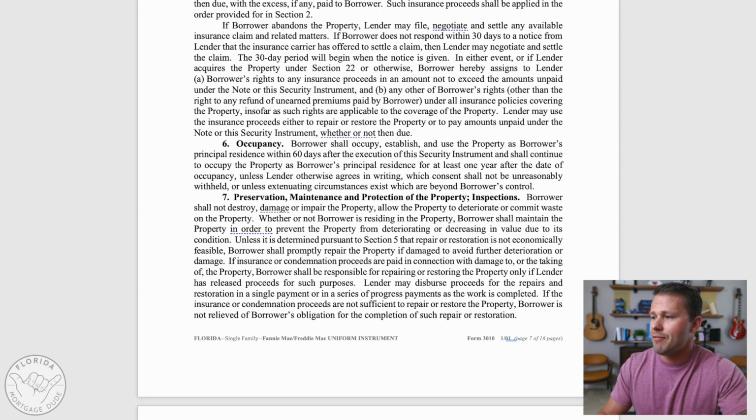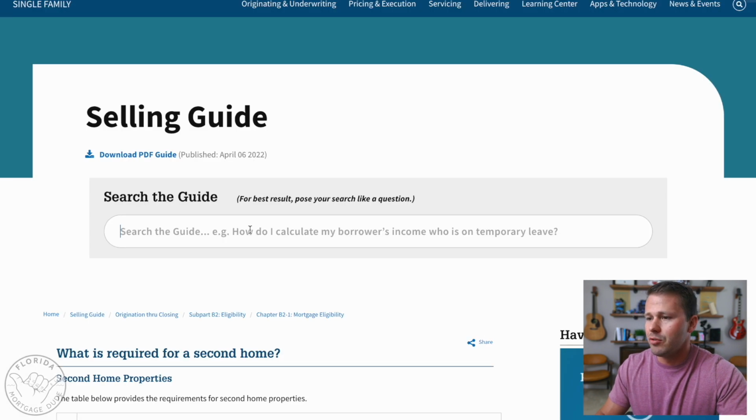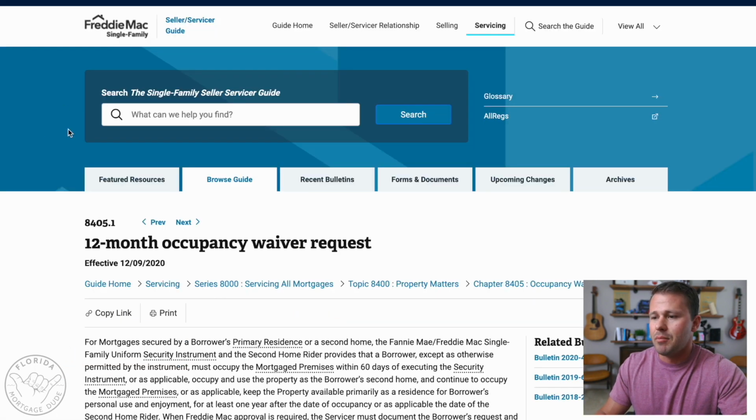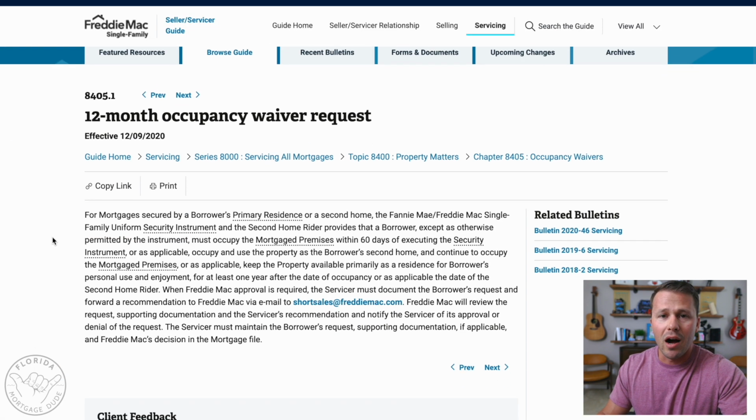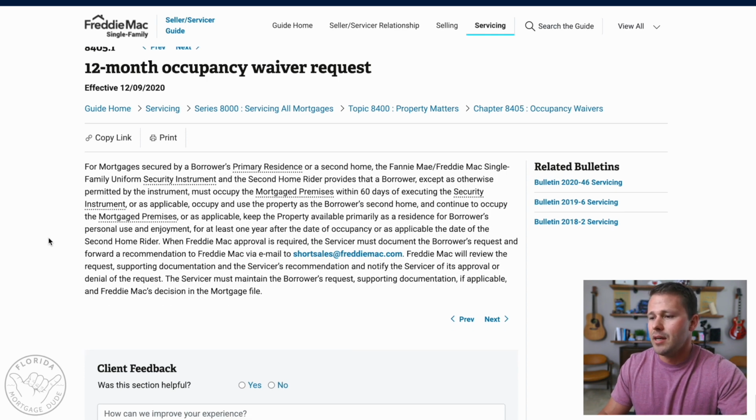So I actually have that pulled up here as well. We're gonna switch over to our Fannie Mae selling guide. And this is the 12-month occupancy waiver request. I'll leave this in the link in the description, but essentially this is the request that you would fill out if you're looking to change the occupancy requirements of your home.